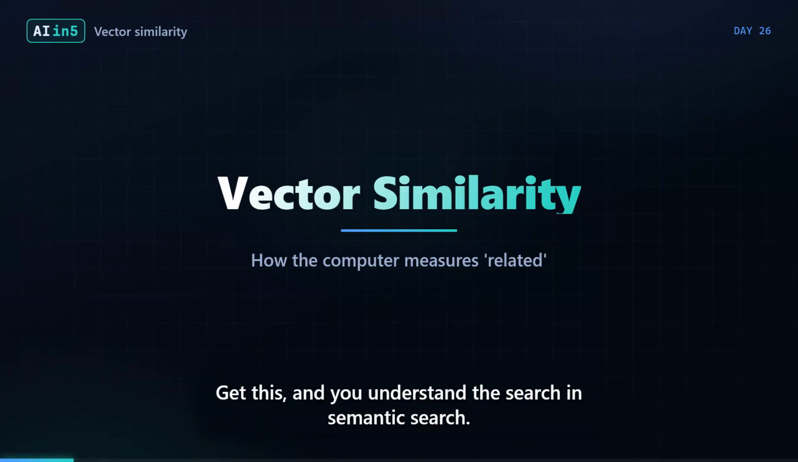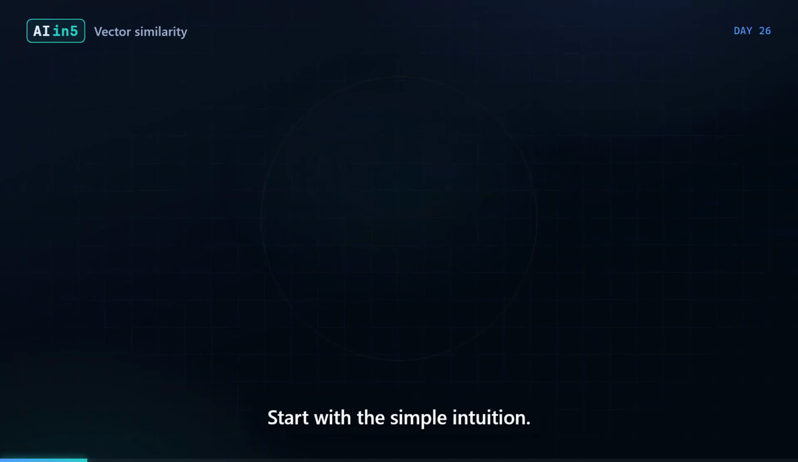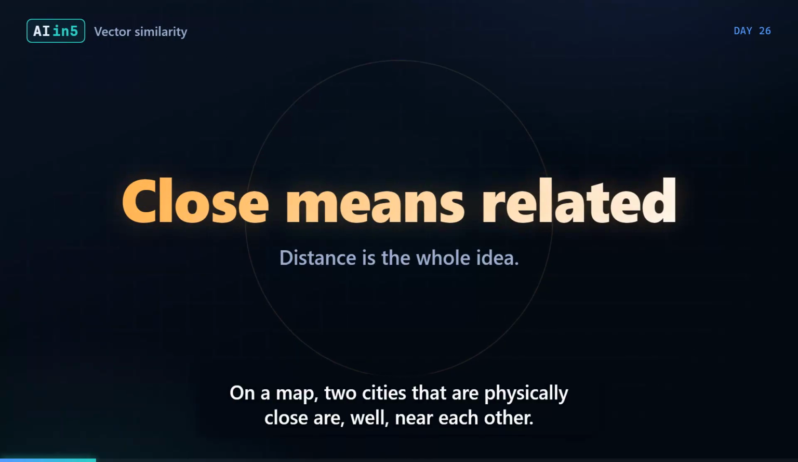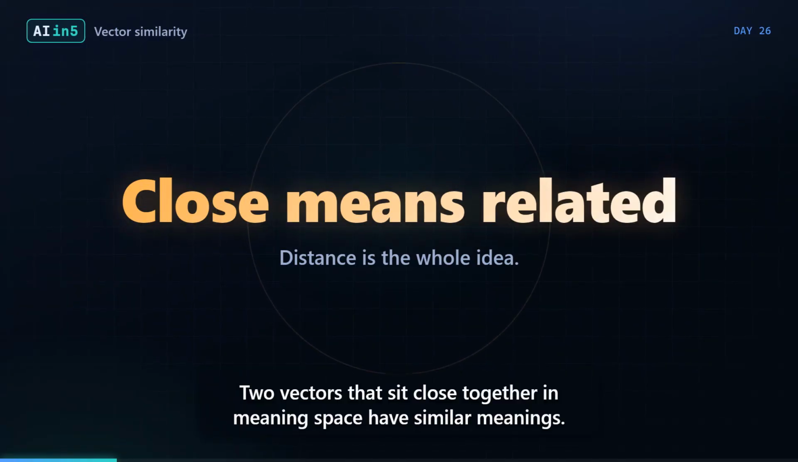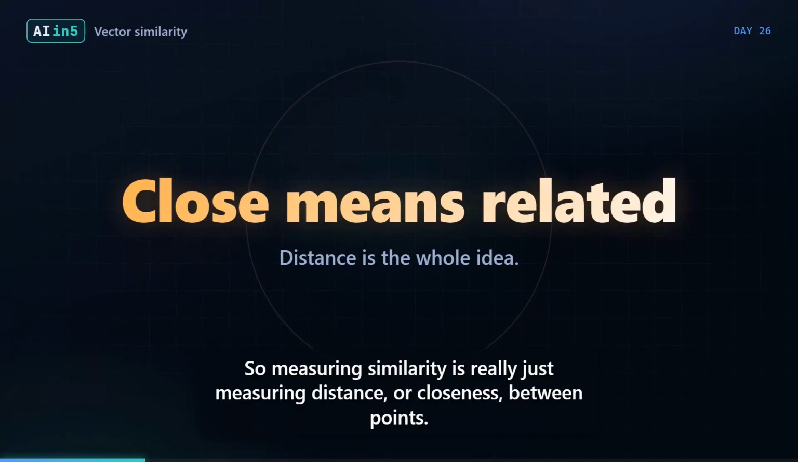Start with the simple intuition. On a map, two cities that are physically close are, well, near each other. Same thing here. Two vectors that sit close together in meaning space have similar meanings. Two that sit far apart have different meanings. So measuring similarity is really just measuring distance or closeness between points. The computer turns related into a number it can compare.